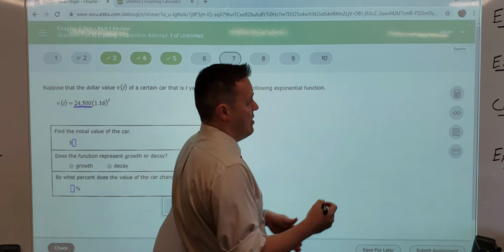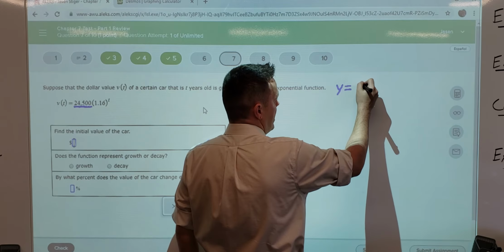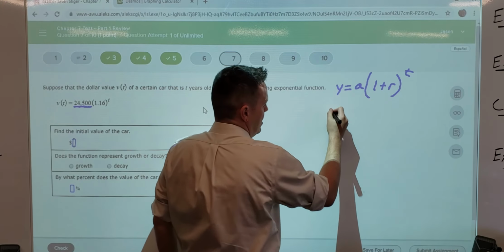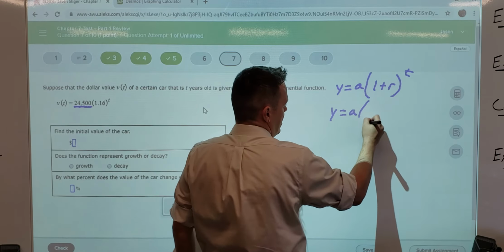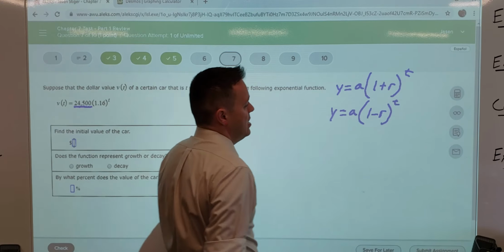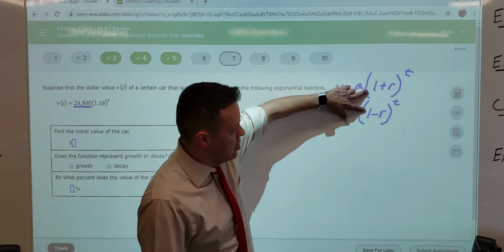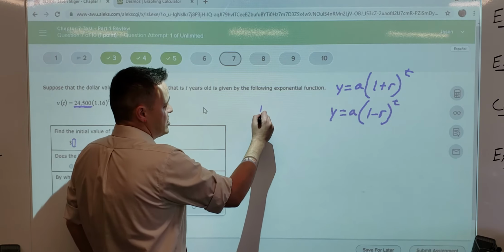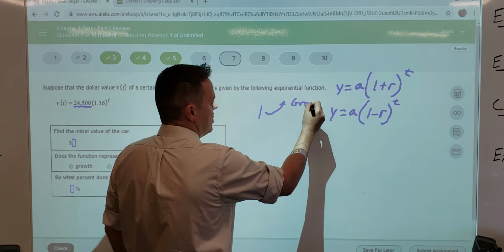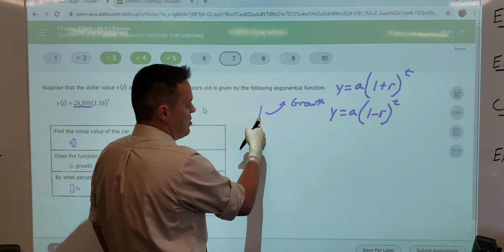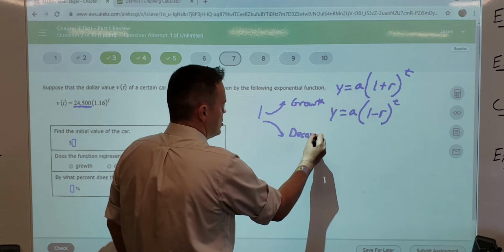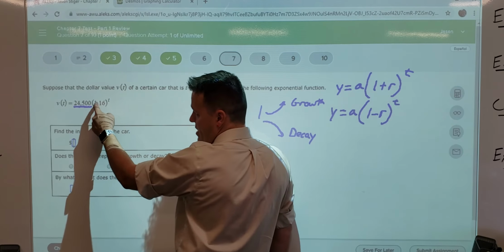Every formula, I'm going to have them written up. Okay, the formulas are Y equals A times 1 plus R to the T, and Y equals A times 1 minus R to the T. This is growth, that's decay. What's the key number we're looking at here? It's the 1s, okay? So if you have the number 1 and you're going up, that would be growth. If it's any number greater than 1, that would be growth; if it's any number less than 1, that would be decay.